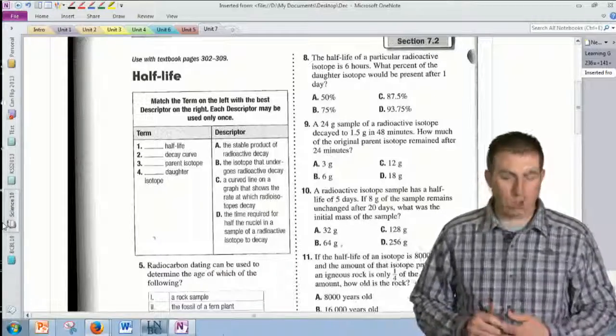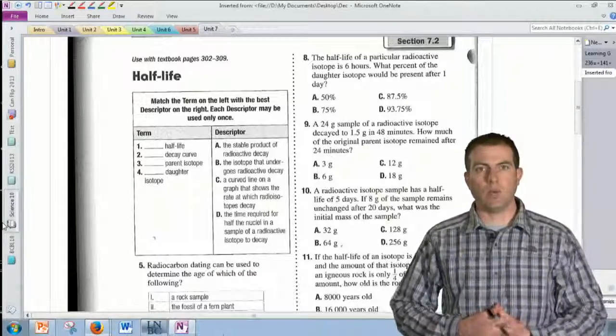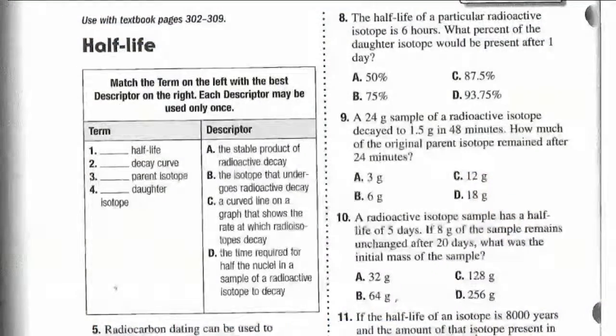All right, so half-life. Which answer are we thinking works best for half-life? We have A, B, C, and D. And it's looking like we're going to go with D for this first one. All right, decay curve. Isotope undergoes radioactive decay, a curved line. All right, that's pretty straightforward.